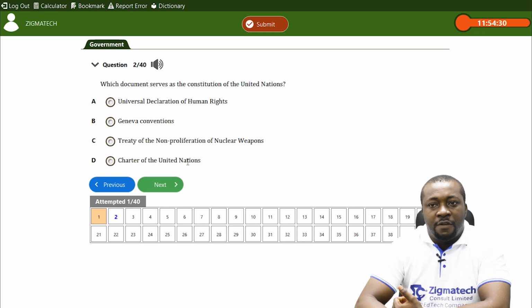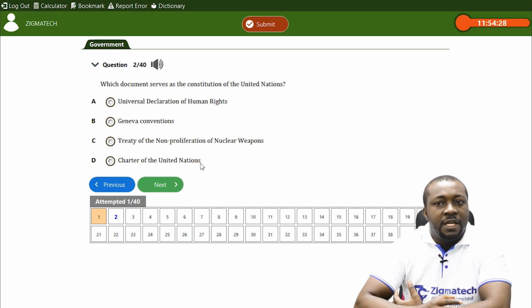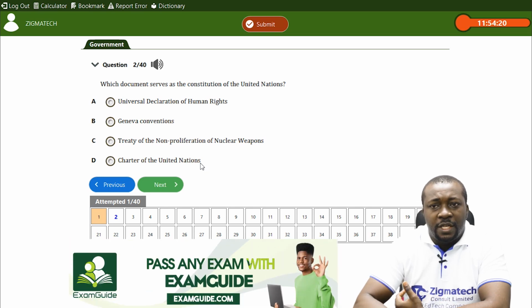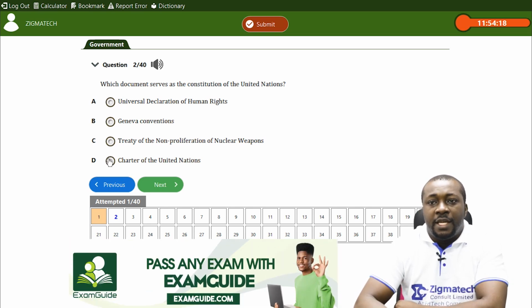This says Charter of the United Nations. Yes, the United Nations was established by its charter that was signed in June 1945. So the Charter of the United Nations is the Constitution of the United Nations. So D is the answer.